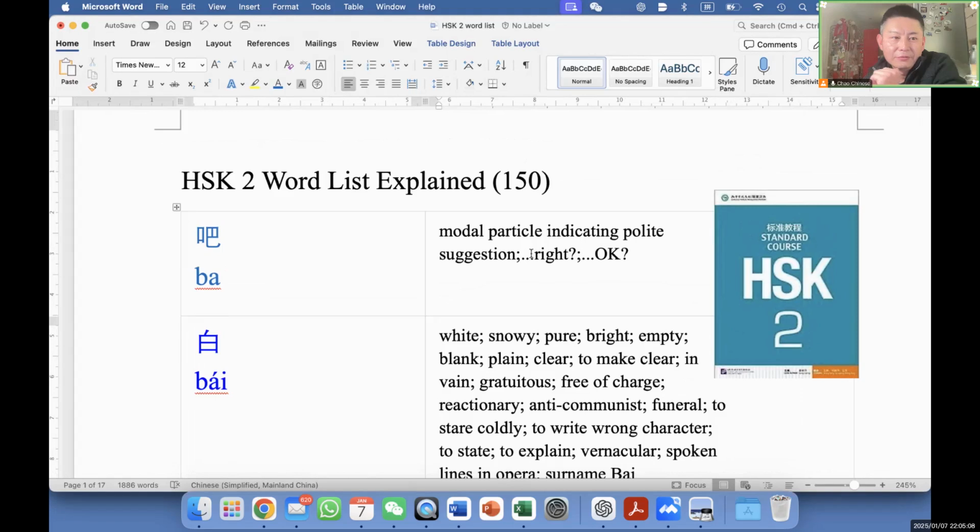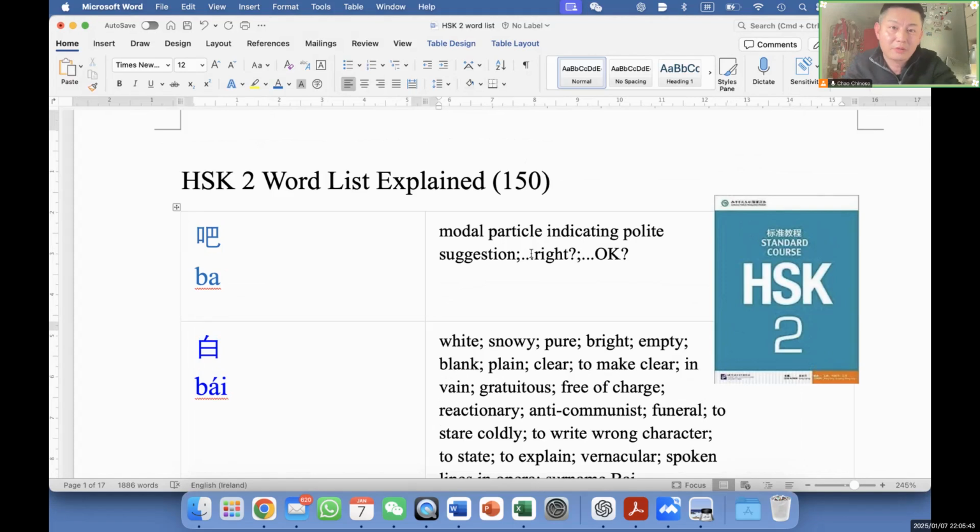Here we have the first one, ba, a modal particle indicating polite suggestions, right, or okay. I think that's a pretty good translation. Or I used to put the meaning of this word at the beginning of the sentence, like I think or I reckon. It's more like I reckon, I guess we should go eat. Or I guess you are a teacher, so that's 你是老师吧? I guess you're a teacher. 我们吃饭吧? I reckon we should eat. Something like that.